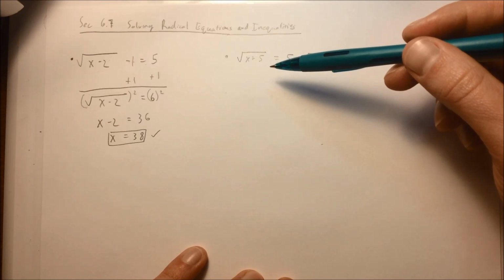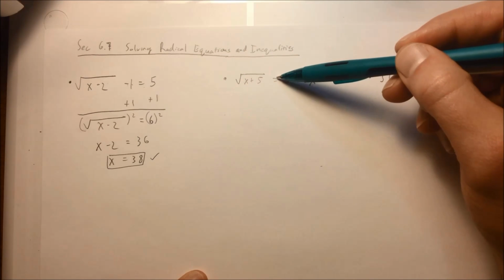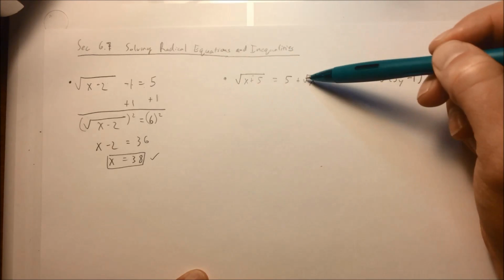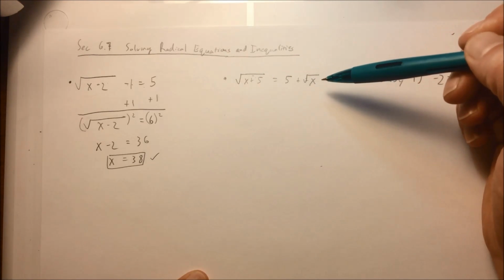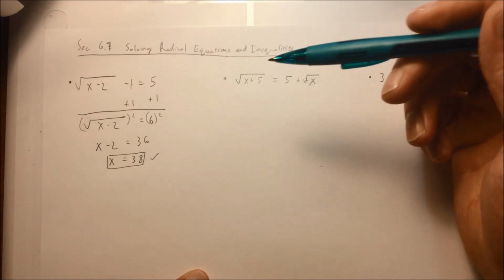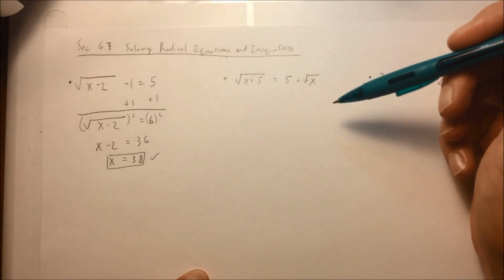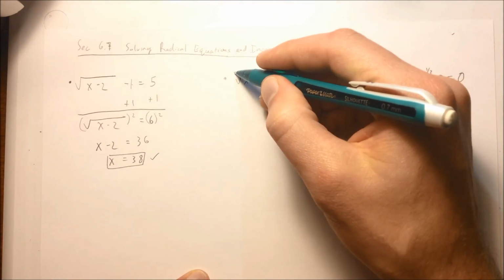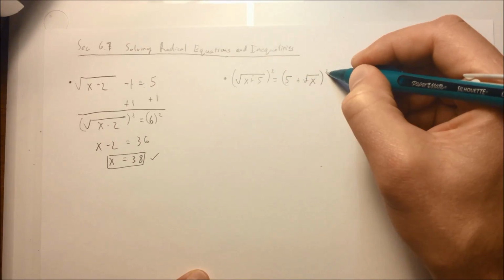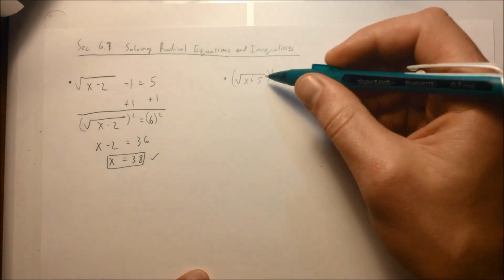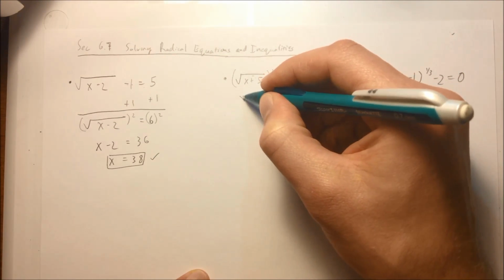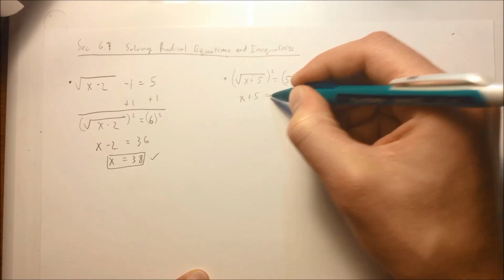On the next example here, square root of x plus 5 is equal to 5 plus the square root of x. Well, I've got square roots on both sides. So I'm going to just pick one side first, get rid of that square root, and then I'll deal with the other side. So let's do this side first. I'm going to square both sides here. When I do this, this is square root of x plus 5 squared. That's going to become just x plus 5.